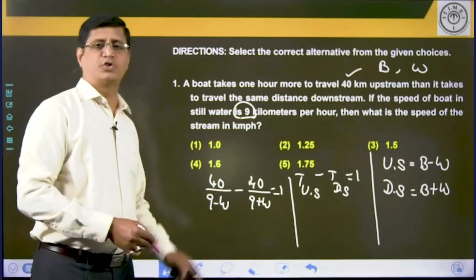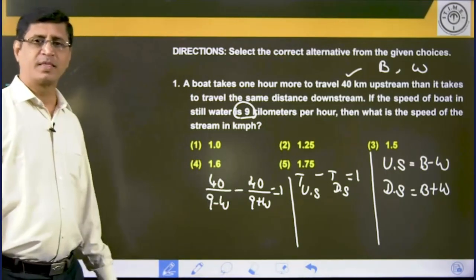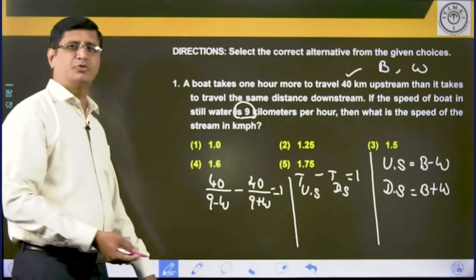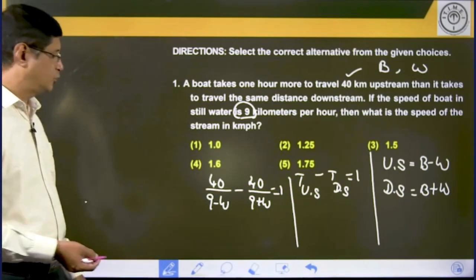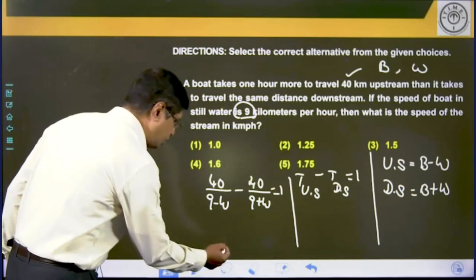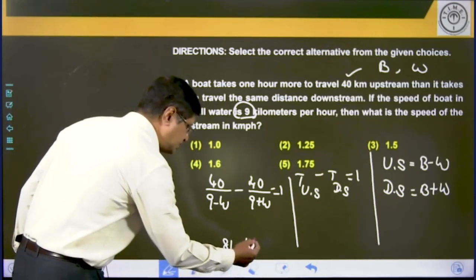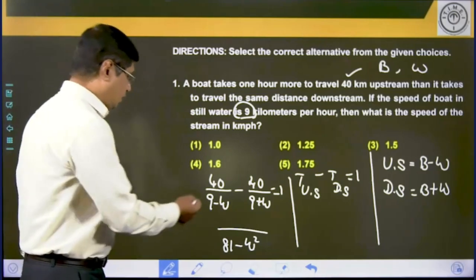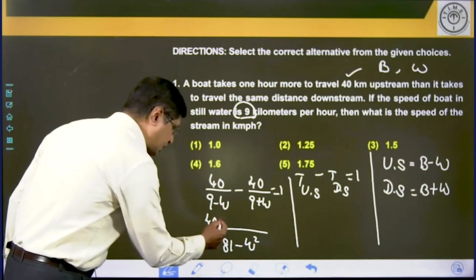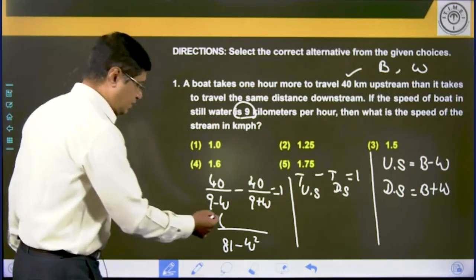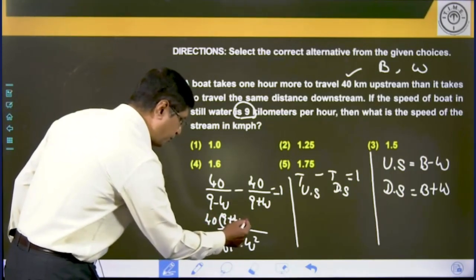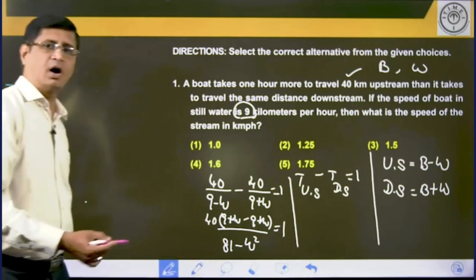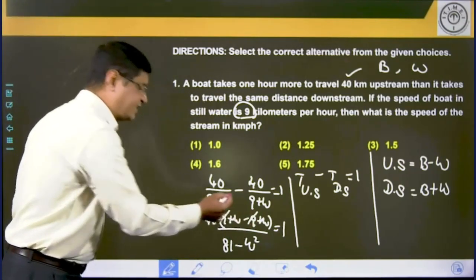Please pause the video and solve it, then mark the answer, then look at the explanation. Now what is the LCM? LCM is A plus B into A minus B, in the format of A plus B into A minus B. So what is the discussion? A square minus B square. So A square means 9 square minus W square. Now what is the numerator? 40 is the common here, I am taking it as common. Simplify: 9 plus W minus 9 plus W is equal to 1. So positive and negative 9 get cancelled.